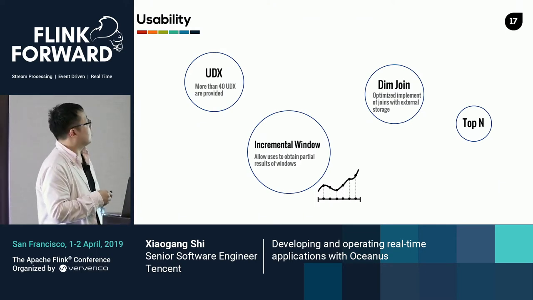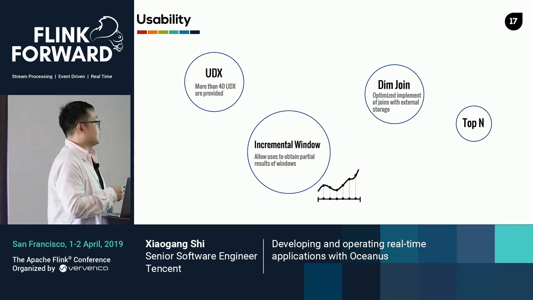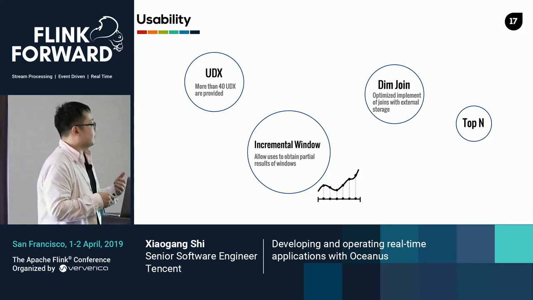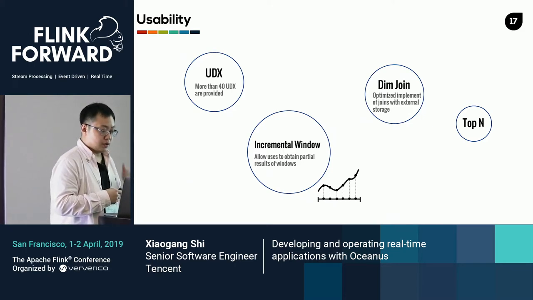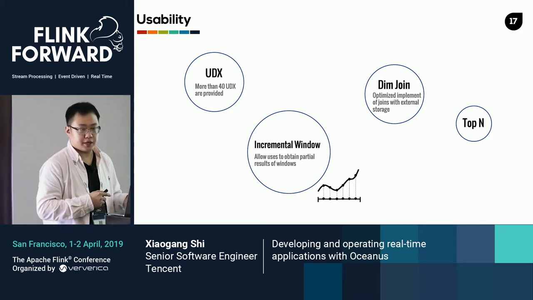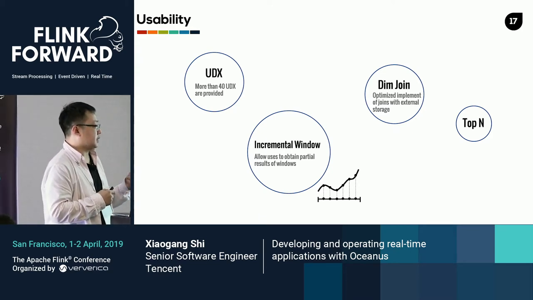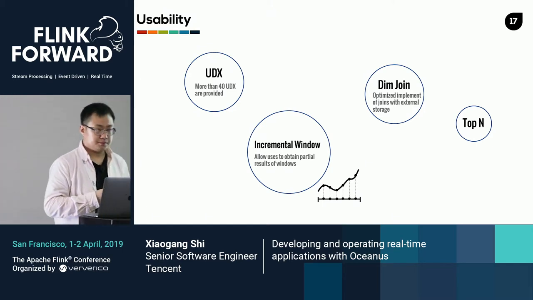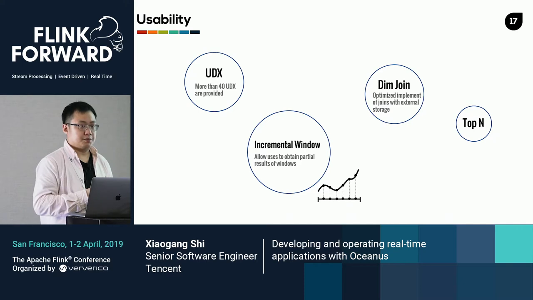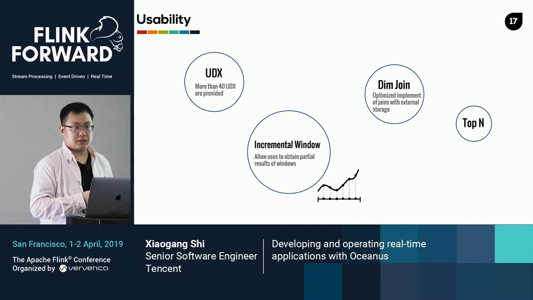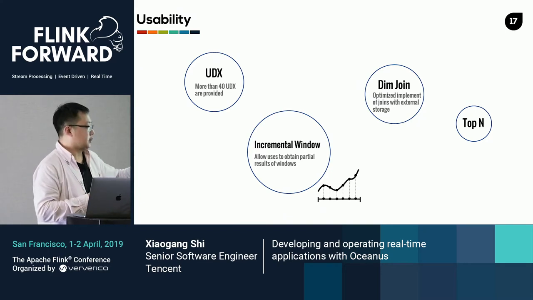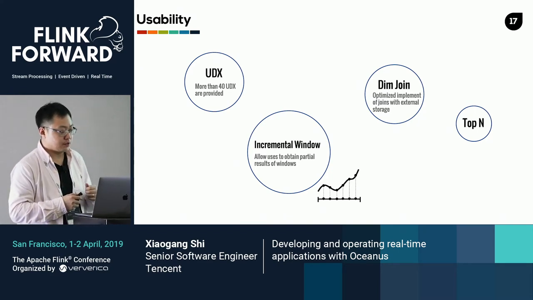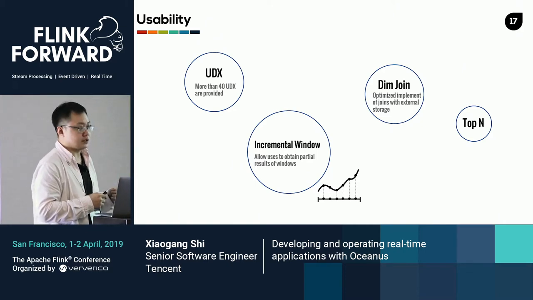We also do a lot of work to improve the usability of Flink. We provide more than 14 user-defined functions to our users to ease the development of the table API programs. We also provide the incremental windows in our table API interfaces so that users can obtain a partial result of windows. For example, our users may calculate the number of active users in a day, but they may not want to see the results only when the day ends. They want to see how the number of active users increases by each hour. So we provide the incremental windows to accomplish this task.